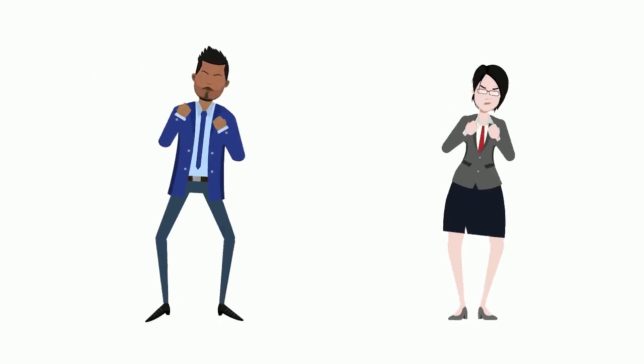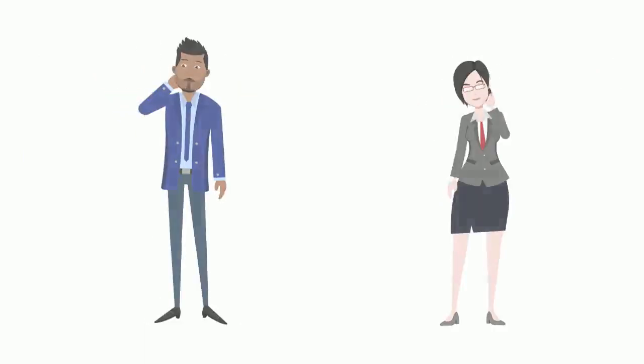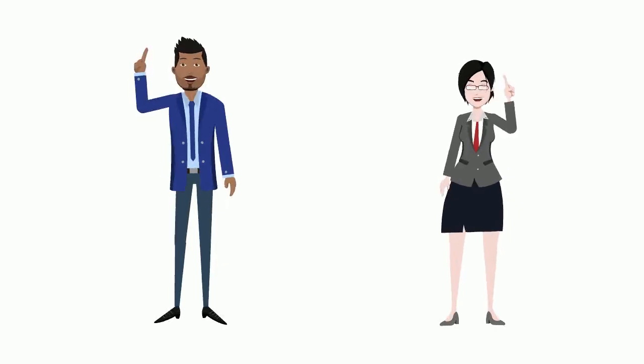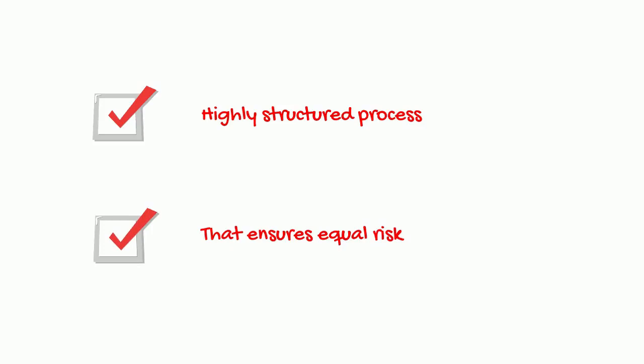The 8 and 6 is a powerful design for resolving conflict between two people while at the same time building a more positive and constructive relationship between them. It works because it engages the participants in a highly structured process that ensures equal risk.